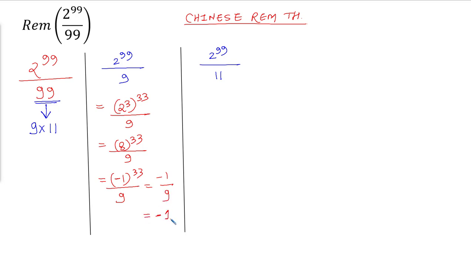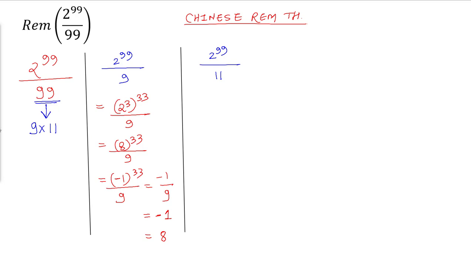Minus 1 is a negative remainder. The positive remainder is going to be 9 minus 1, that is equal to 8. You can find the remainder by using any method. I used this method, but you can use the Euler method also. So when 2 to the power 99 is divided by 9, the remainder is 8.